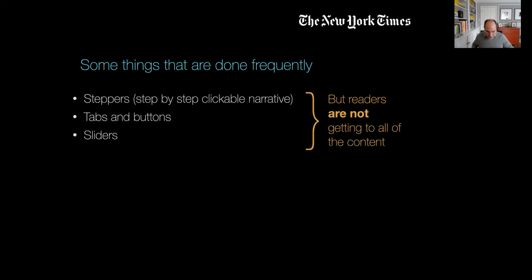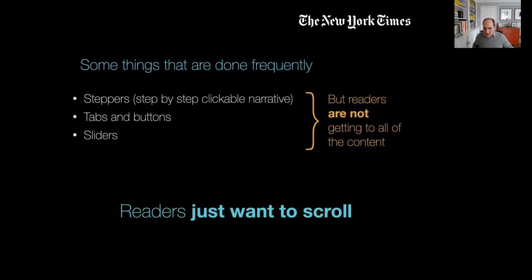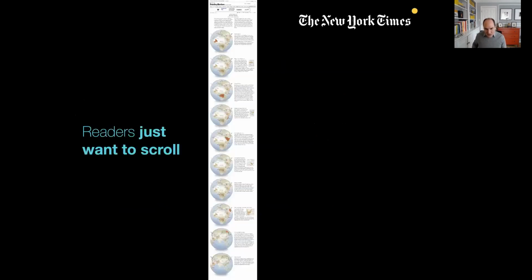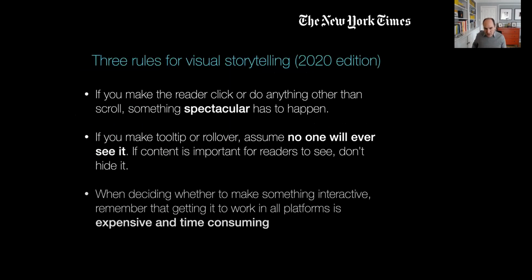People seem to not want to interact actually too much with a screen. So readers are not getting to all the content. Readers just want to scroll and nothing else. So the easiest form of navigation, and that is universal for all devices, for desktop computers, tablets, phones, is scrolling. So news organizations, for example, are doing more and more of that presentation, where rather than interactivity, they present linear information, where you just scroll down to reveal that content.